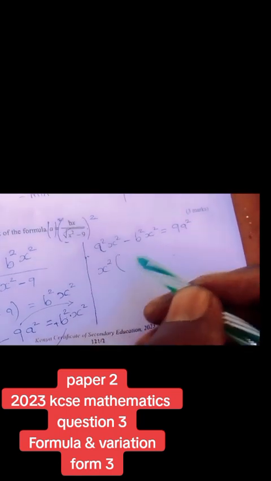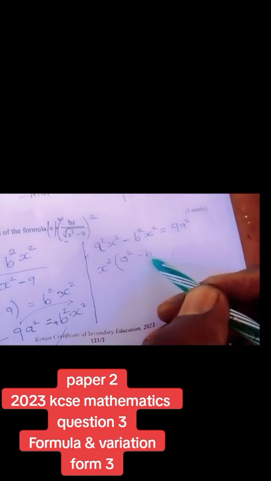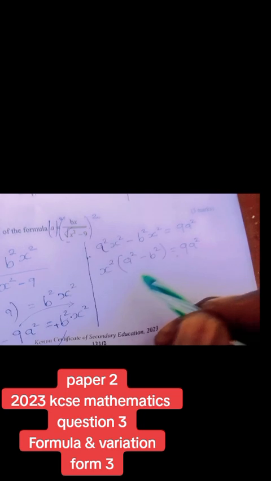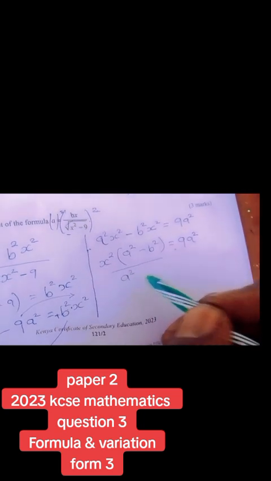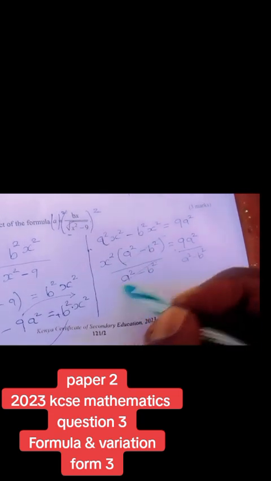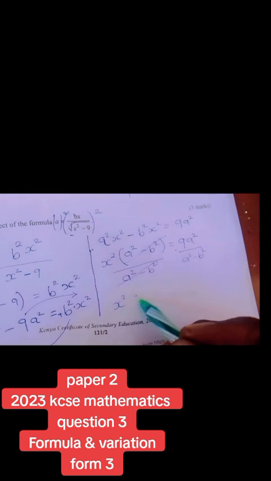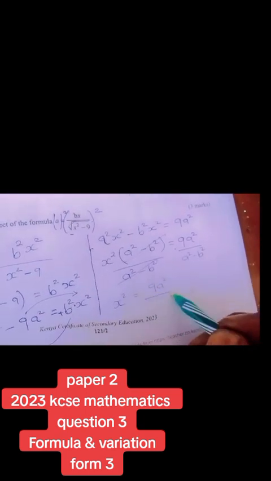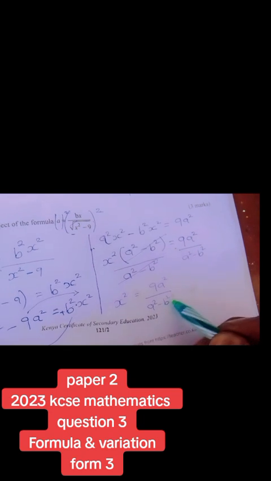Then here, because we have a x squared and b squared x squared, we have x squared, which is the common factor here, and that's what we are interested in. We are going to make it the subject. So if I remove x squared here, I'm left with a squared minus b squared is equal to 9a squared. So to remain with the x squared, it's just a matter of dividing both sides by a squared minus b squared, so that this one will cancel. So the value of x squared will be 9a squared over a squared minus b squared.